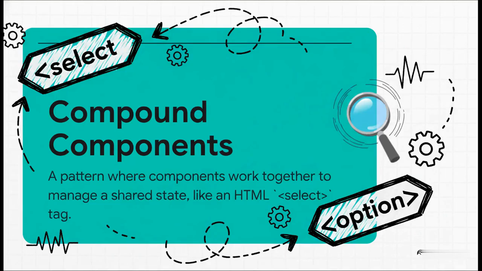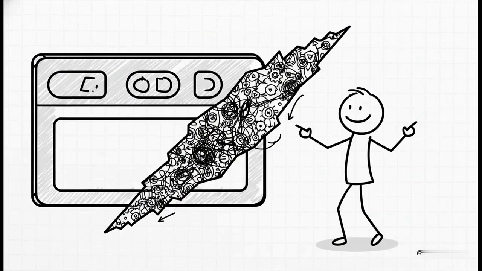And that brings us to compound components. Honestly, the best way to understand this is to think about the plain old HTML select and option tags. They look like two separate things, but behind the scenes, they're secretly working together. They share state and logic to create one seamless experience. This pattern just feels like magic when you use it.